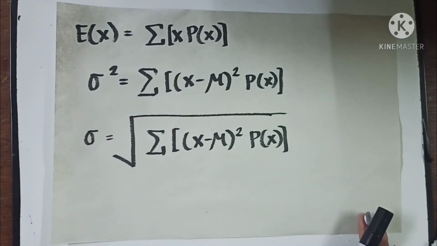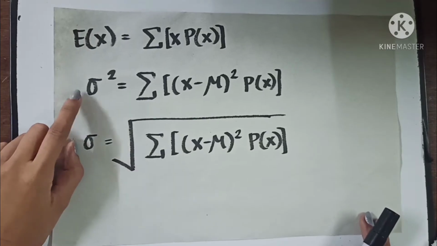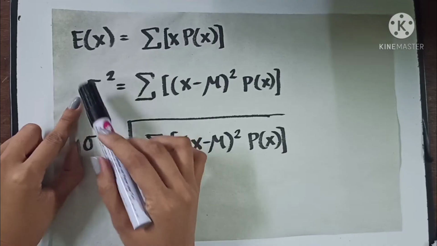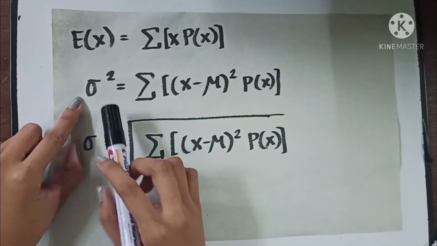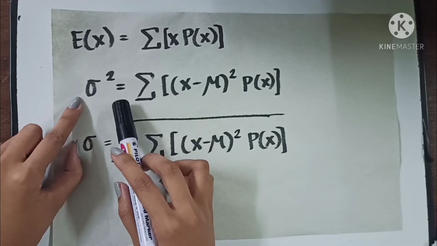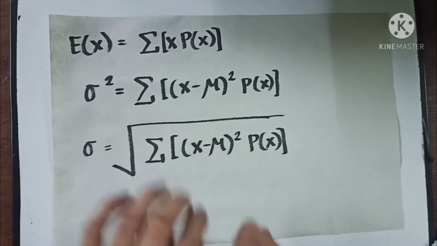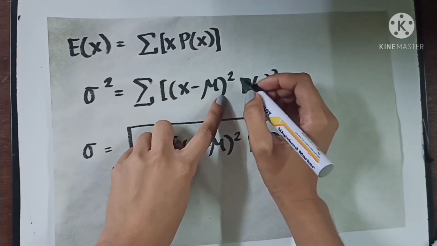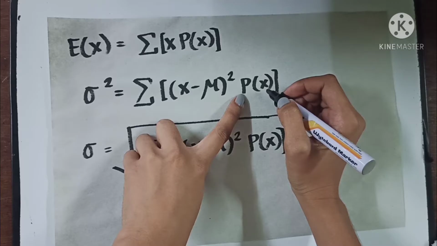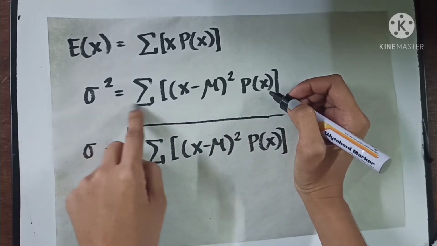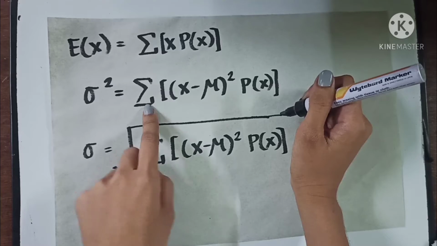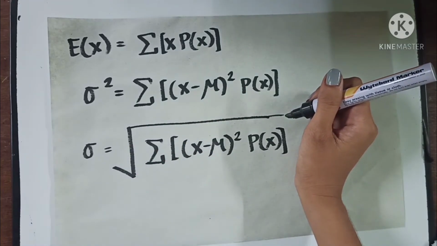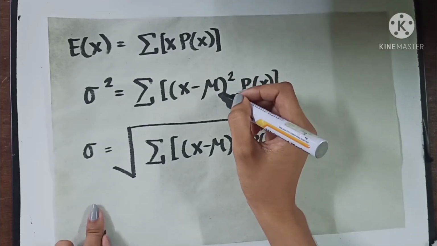And variance naman, so variance, this is denoted by sigma squared. Okay, so sigma po ito, itong may 0, then may gitling sa taas. Okay, so sigma squared is equal to the summation of x minus mu squared, then multiply by P of x. Again, sigma squared is equal to the summation of the product of the square of x minus mu and P of x.